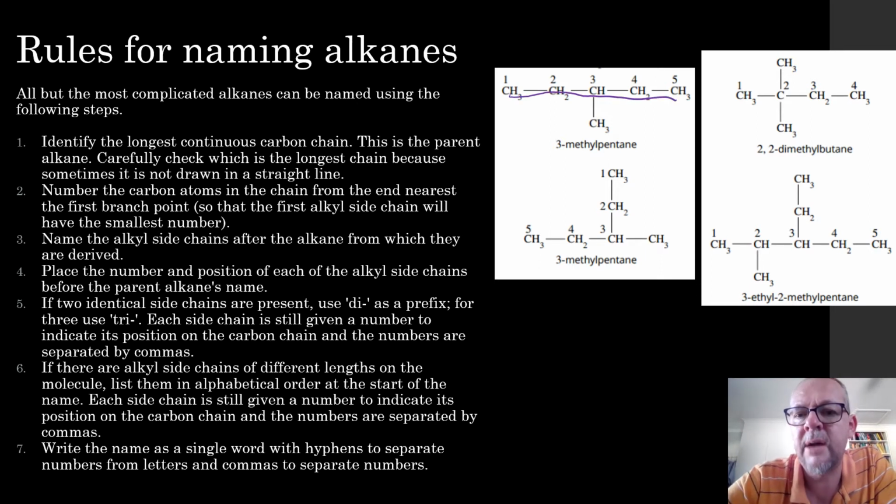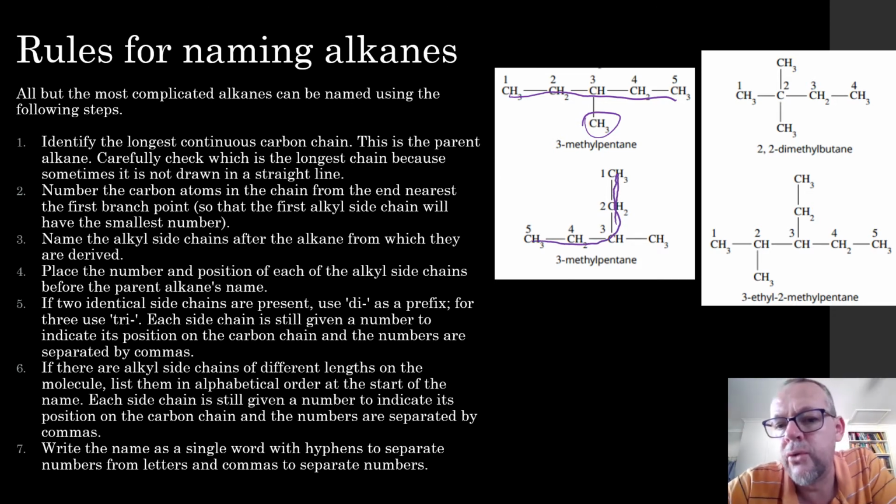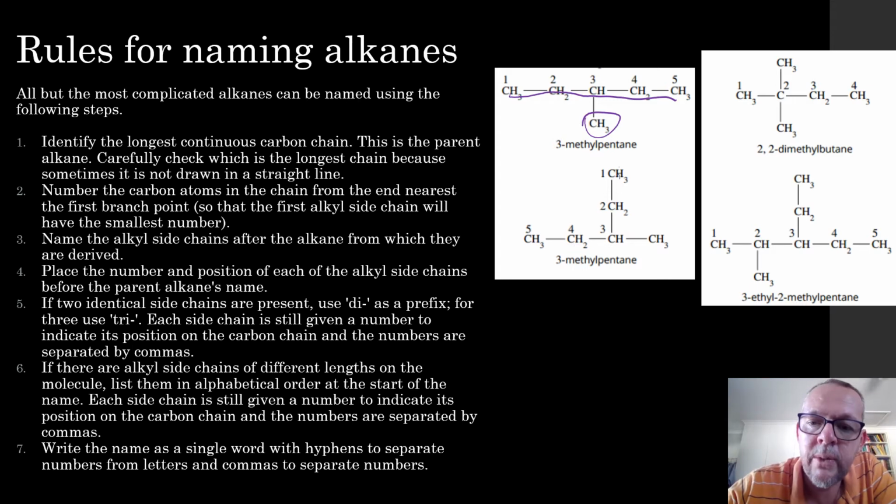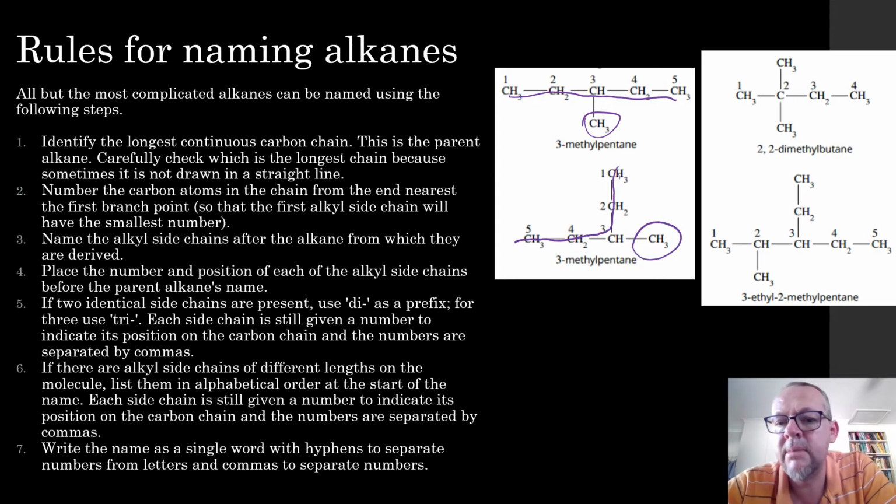It's got 5 carbons in a row, and it's got this methyl group on the 3rd carbon. So this makes it a 3-methylpentane. But this is also a 3-methylpentane because the backbone has been drawn at right angles, hasn't it? So you can see that we're starting off here at the first one and we're going this direction. So we still see a methyl group on the 3rd carbon in this pentane.